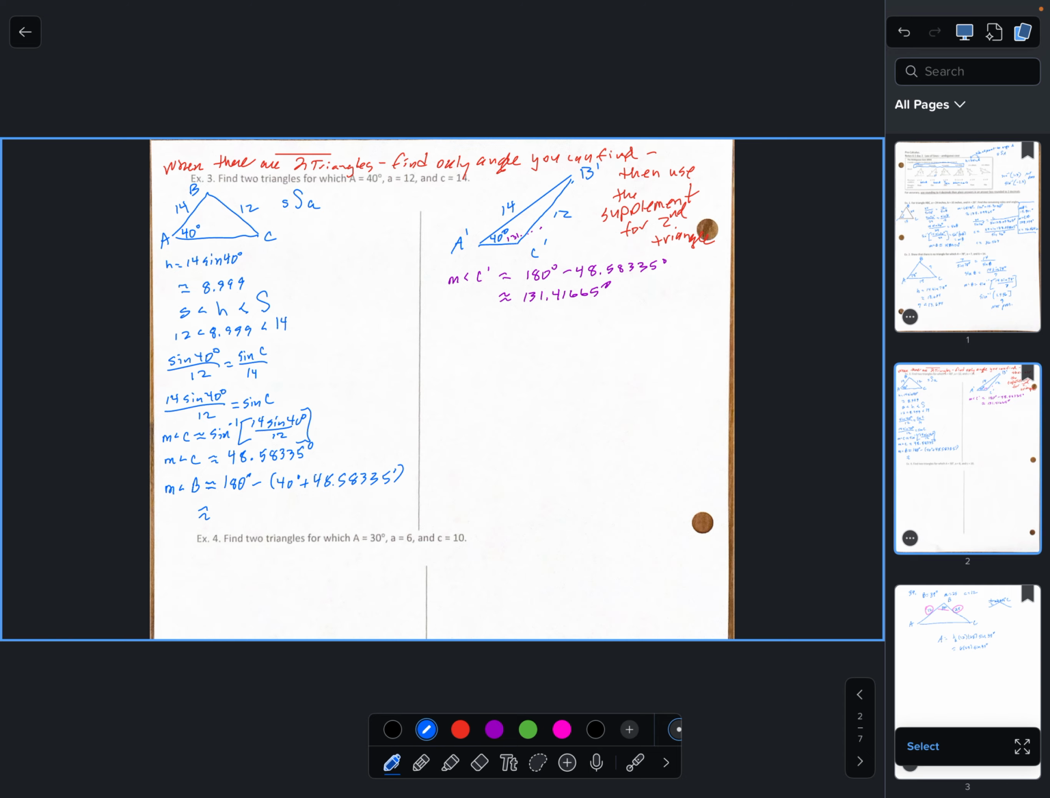And then I'm just going to say and etc. You know, you're going to set up to find little b by doing 12 is to the sine of 40 degrees, as b is to that sine of 8.58335 degrees, and continue to solve. And do another box with all those in there.